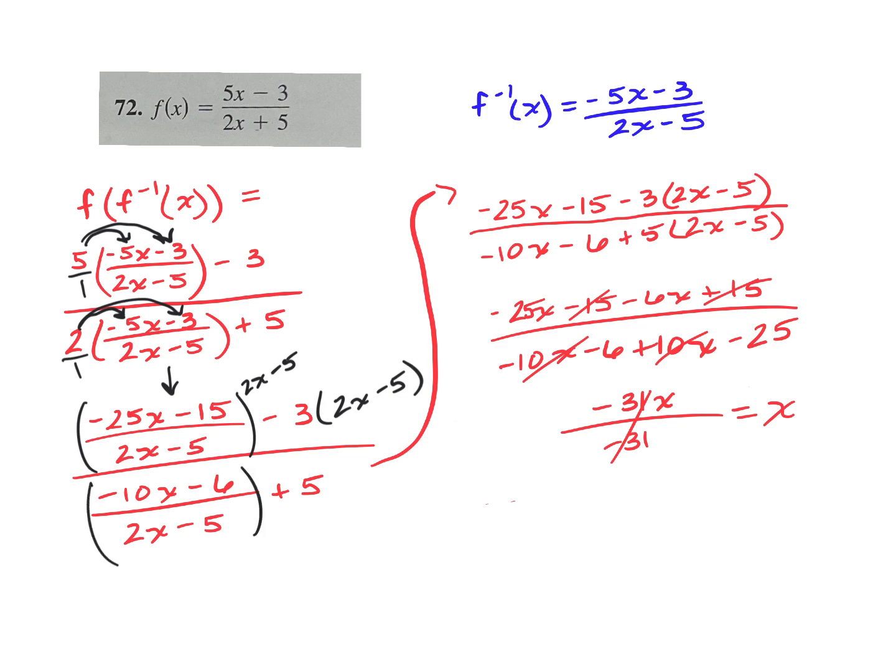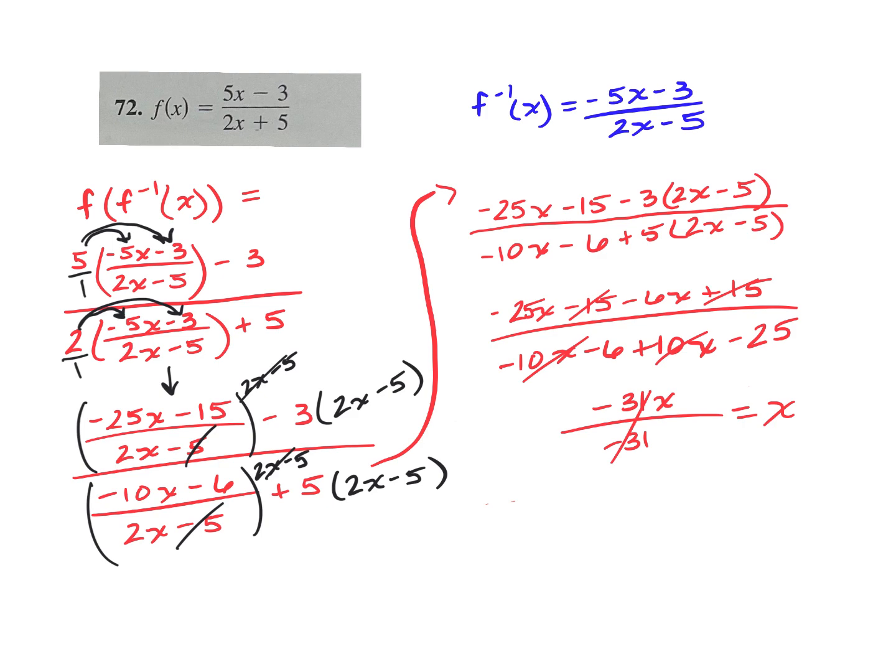This fraction is going to get multiplied by 2x minus 5, and the 5 also has to get multiplied by 2x minus 5. And so then top and bottom, those fractions are going to cancel out. And so if you follow my arrow, you can see that you end up with negative 25x minus 5. And then I have a negative 3 now times parenthesis 2x minus 5. And the same thing on the bottom, the fraction cancels, so I just have that numerator, negative 10x minus 6.